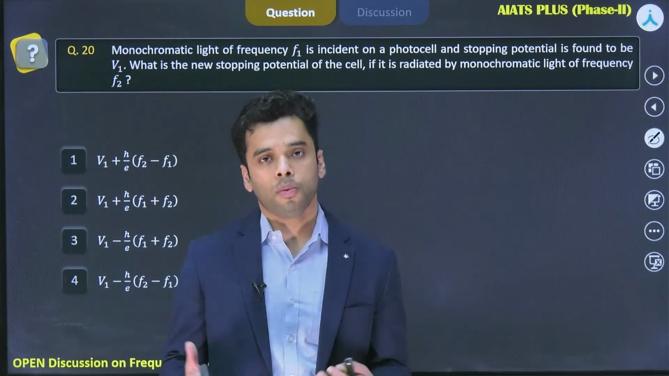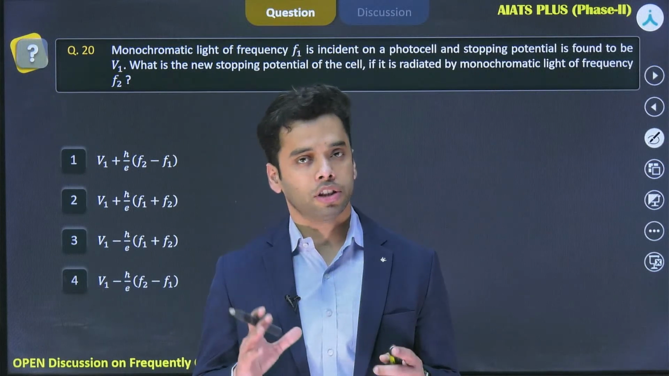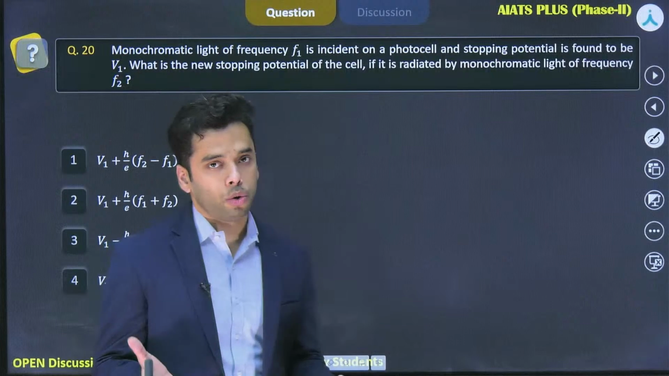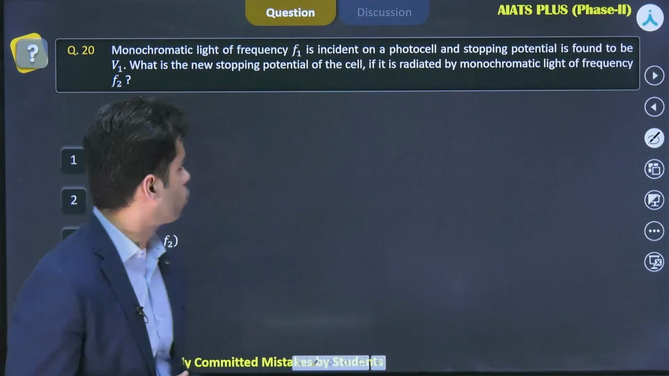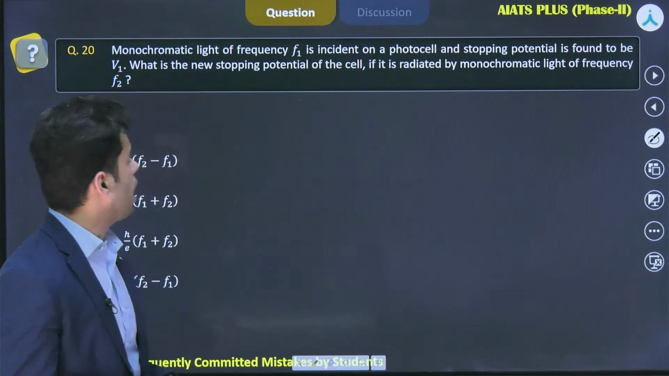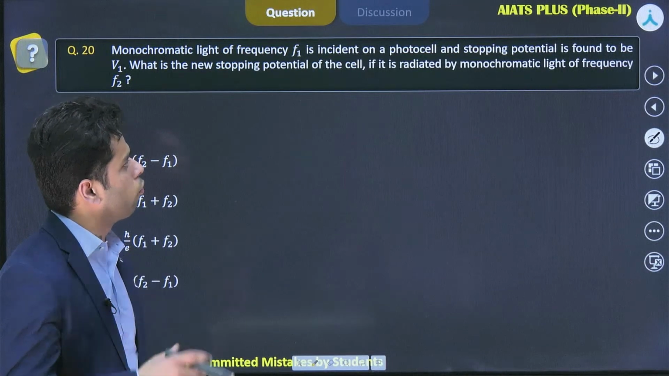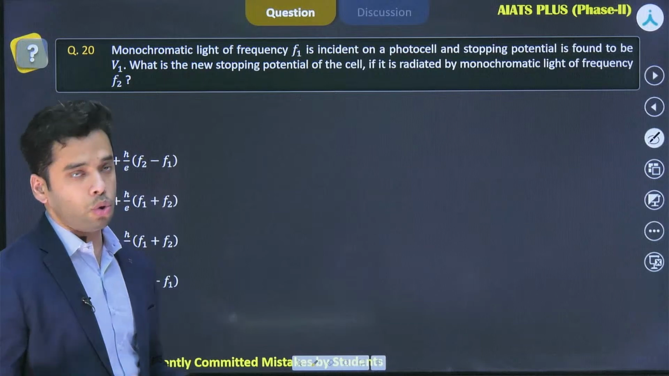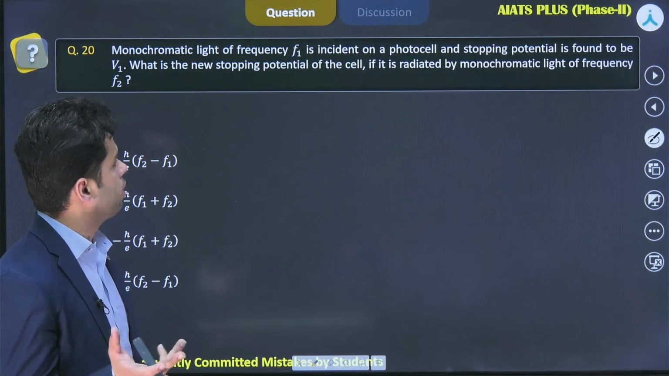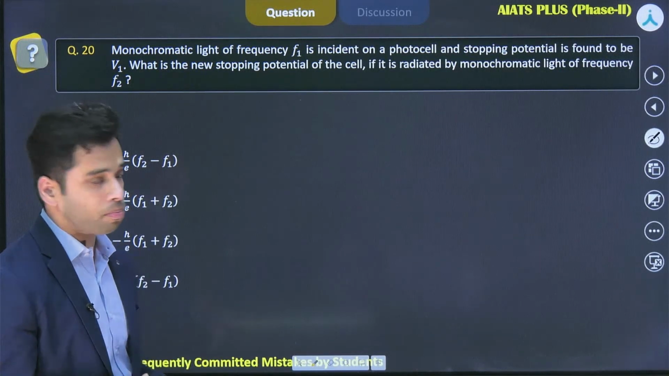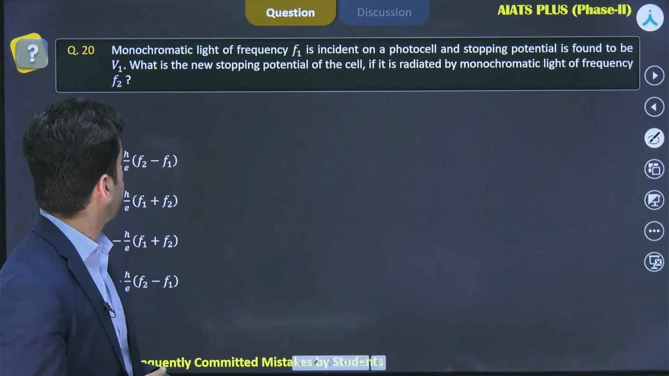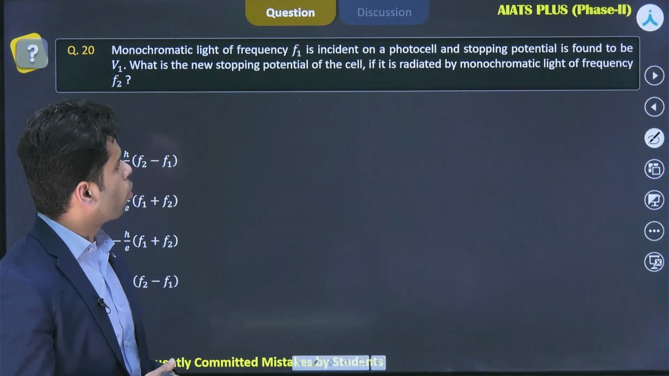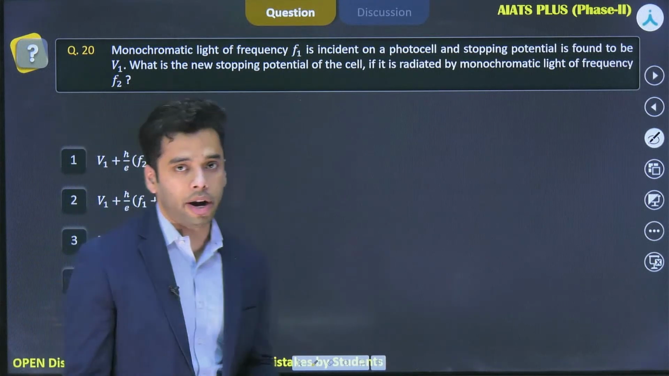And there you go. The next problem is from the chapter of dual nature of radiation and matter, and this was problem 20 of the original paper. Let me go through the problem. The problem says that monochromatic light of frequency F1 is incident on a photocell and the stopping potential is found to be V1. What is the new stopping potential of the cell if it is irradiated by monochromatic light of frequency F2, right?